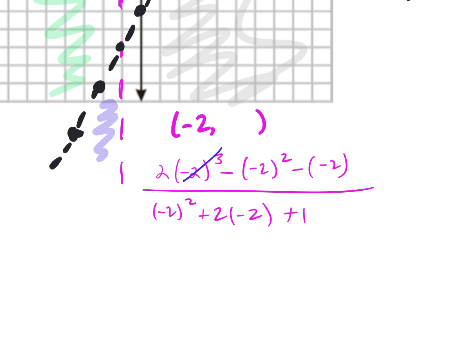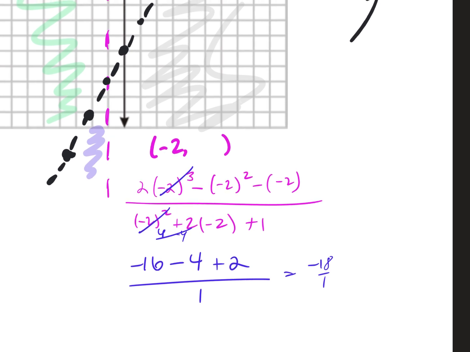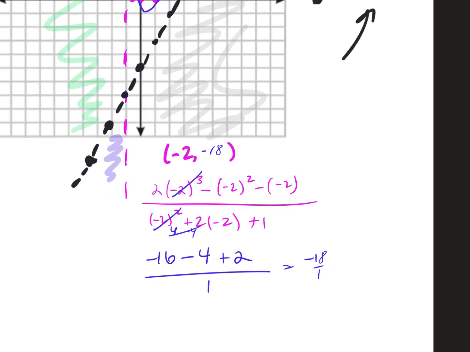What is -2 cubed? -8 times 2 is -16, okay? Then I have minus, what's -2 squared? 4. Then I have plus a negative, minus a negative, which gives me plus 2, yeah? Then on the bottom, 2 squared is 4, minus 4 is, so I'm just left with 1. Okay, so -16 plus 4 minus 2 is -18 over 1. So when I plug in -2, I get out -18.